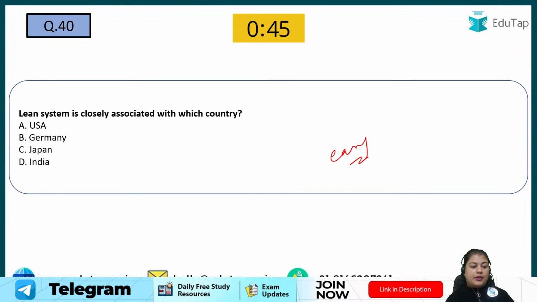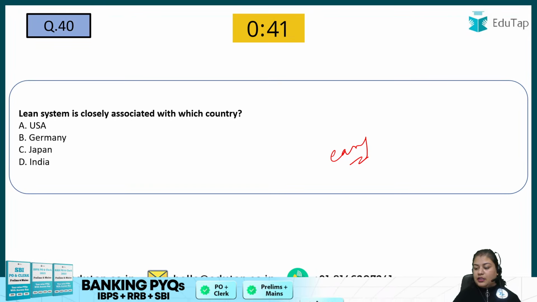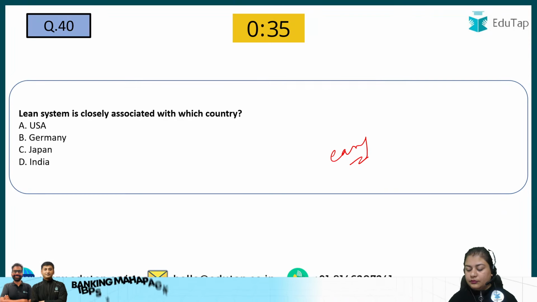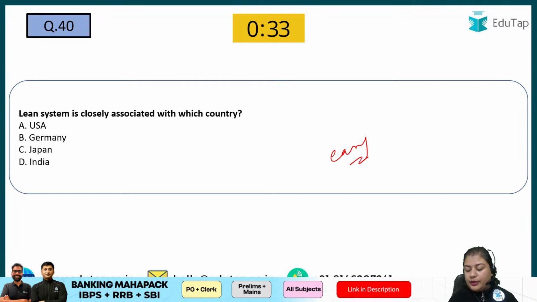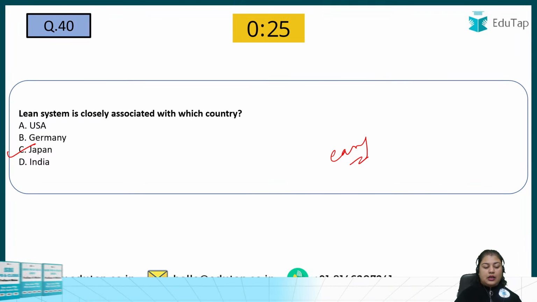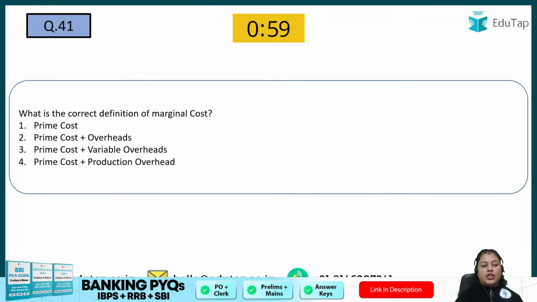Lean system is closely associated with which country? USA, Germany, Japan, or India? Very easy question. The answer to 40 is C, that is Japan. Lean system is basically Japanese. So it is Japan. Next, question number 41.